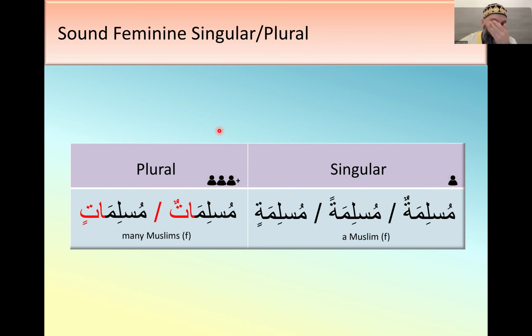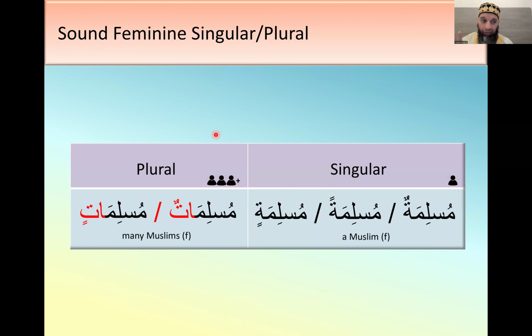Yeah, little crown. Okay, what about the feminine words that don't end in ta marbuta, like nar? Excellent question. They will come into a different category. And maybe that one comes into the broken plural category.